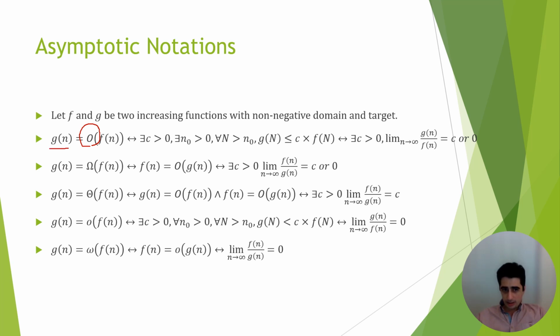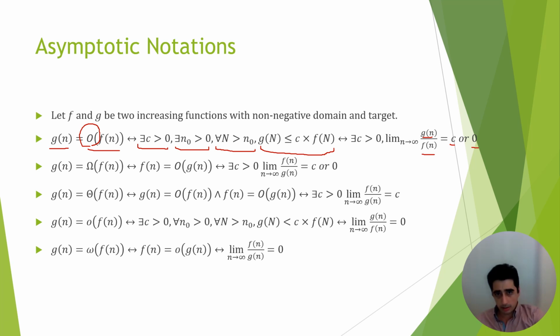It says g of n is big O of f of n if and only if there is some positive c and some positive number n0 such that for every n greater than n0, g of n is less than or equal to c times f of n. That's the definition. If you have taken some calculus, you may know this is very similar to the definition of a limit. So I can say the limit of g over f should be either a constant like c, or it should be 0. If that's the case, we can say g is equal to or big O of f, right? And let me give you some examples.